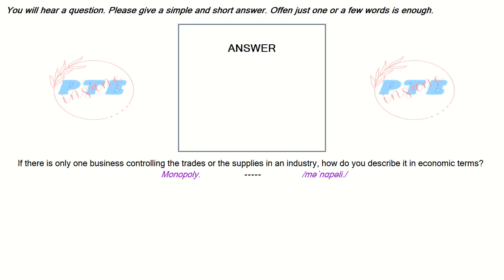If there is only one business controlling the trades or the supplies in an industry, how do you describe it in economic terms? Monopoly.